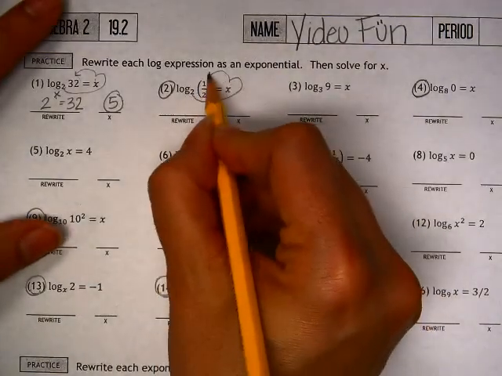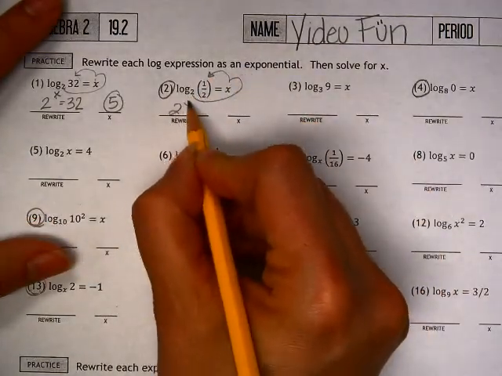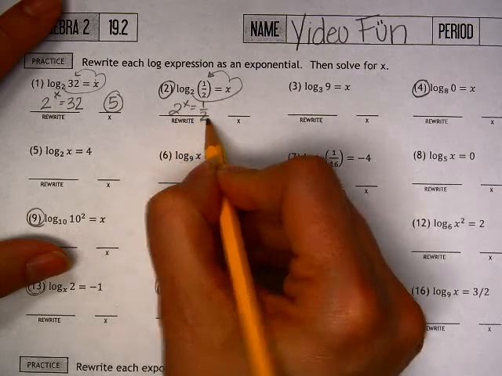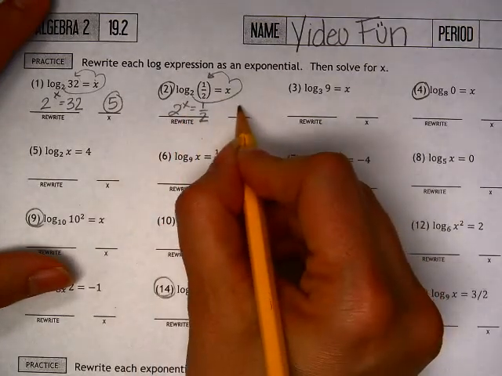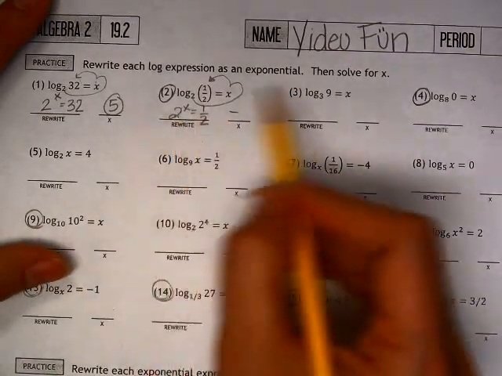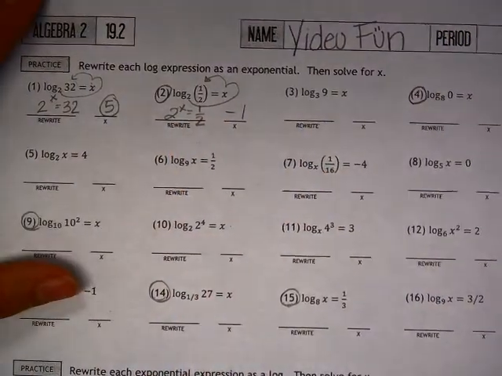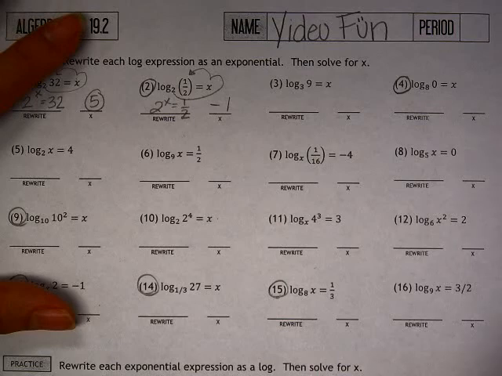I do the same thing here. 2 to the x is equal to 1/2. So what do I need to do to the 2? I need to flip it, so that's going to be negative. And then I don't need to do anything else to it because that's all I need to do. Let's flip it.